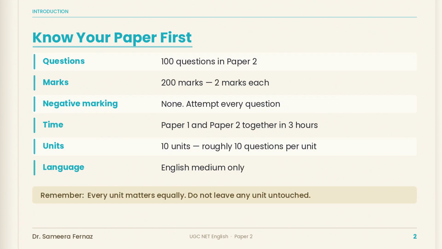Before we study, understand the paper. Paper 2 has 100 questions carrying 200 marks. Each question is worth 2 marks and there is no negative marking. So you must attempt every single question. Paper 1 and Paper 2 are taken together in 3 hours. There are 10 units and roughly 10 questions come from each unit, so no unit can be skipped.